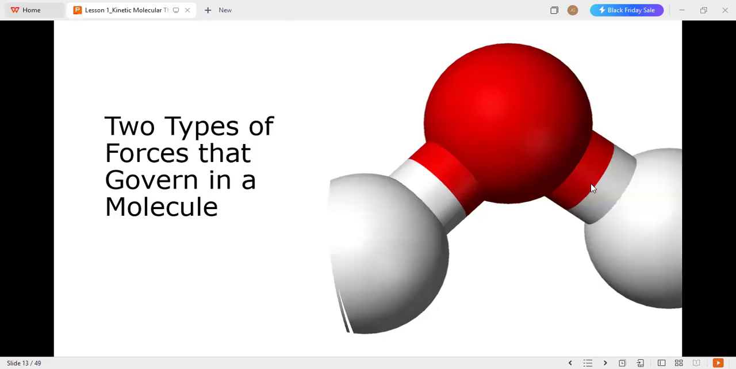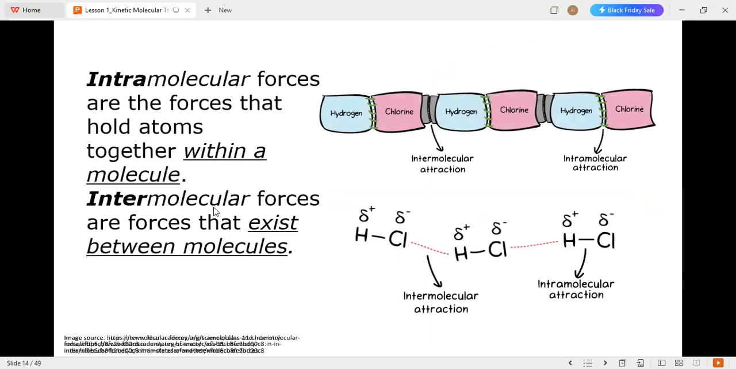Good day, everyone. For this particular video, we'll be discussing the two types of forces that govern a molecule, which are the intermolecular forces and the intramolecular forces. What's the difference between the two? When we talk about intramolecular forces, these are the forces that hold atoms together within a molecule. Take note of the phrase "within a molecule."